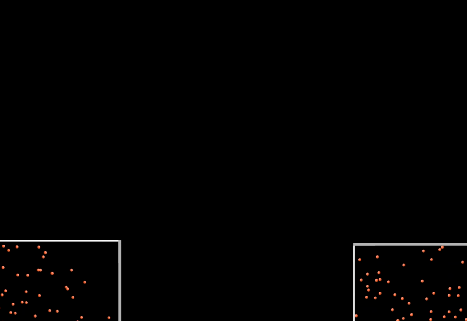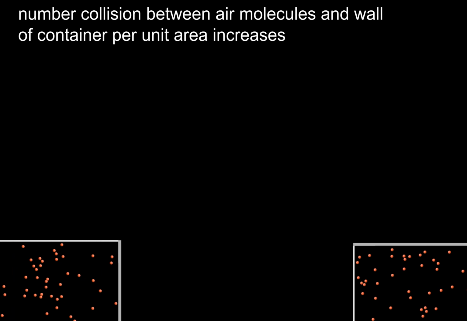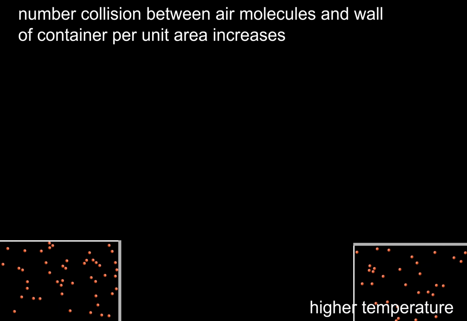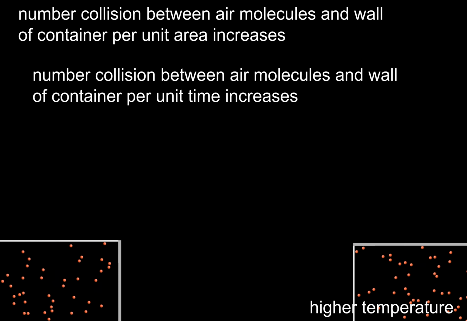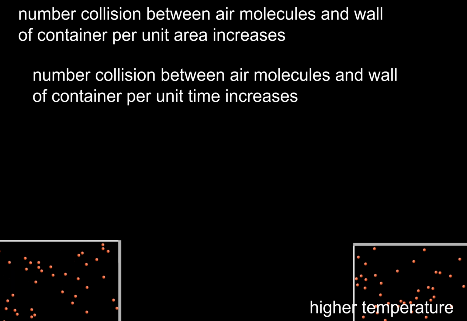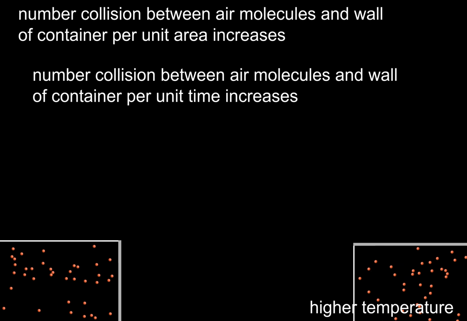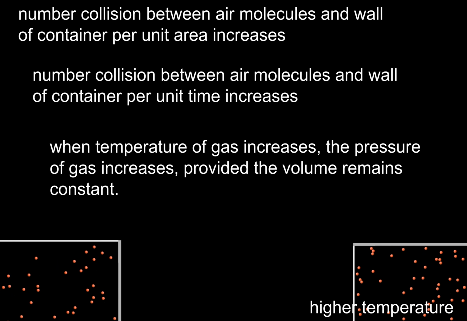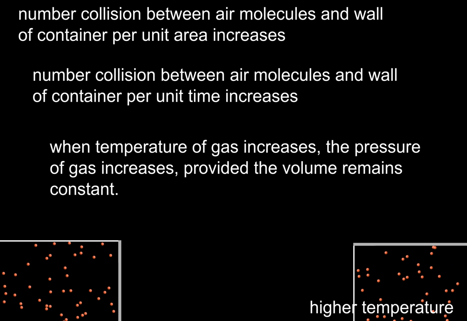And if I were to isolate a small area of the wall, also notice that the number of collisions per unit area increases. The number of collisions between the molecules and the wall per unit area increases, and the number of collisions between the molecules and the wall per unit time also increases. And therefore, the pressure of the gas increases. Hence, when the temperature increases, the pressure of the gas increases, provided the volume remains constant.